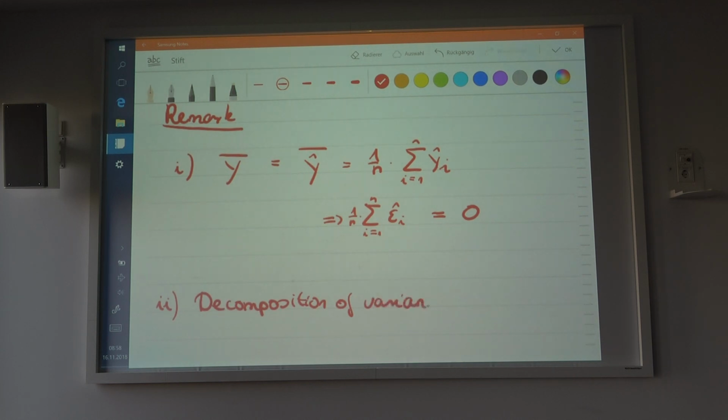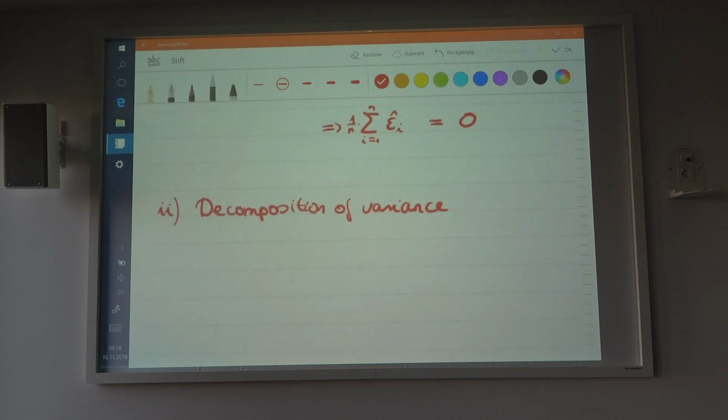The decomposition of the variance is as follows. There is also a relationship between the sample variances. Namely, the total variance of the dependent variable is equal to the sum of the variance of the explained part and the variance of the unexplained part.